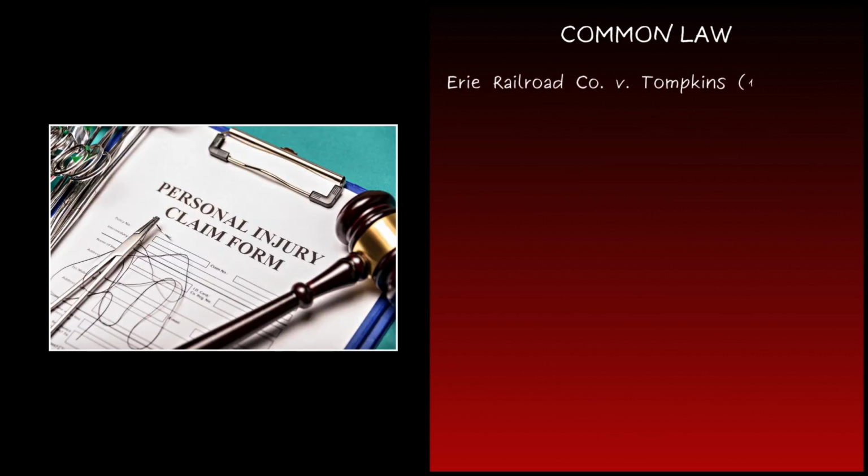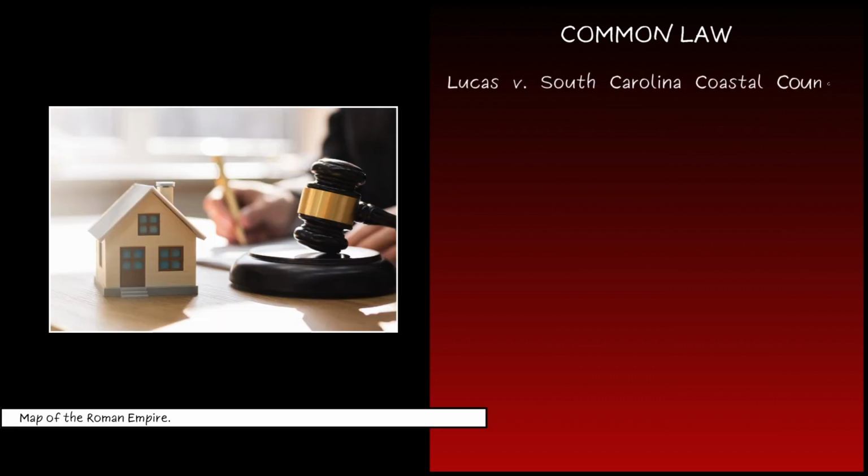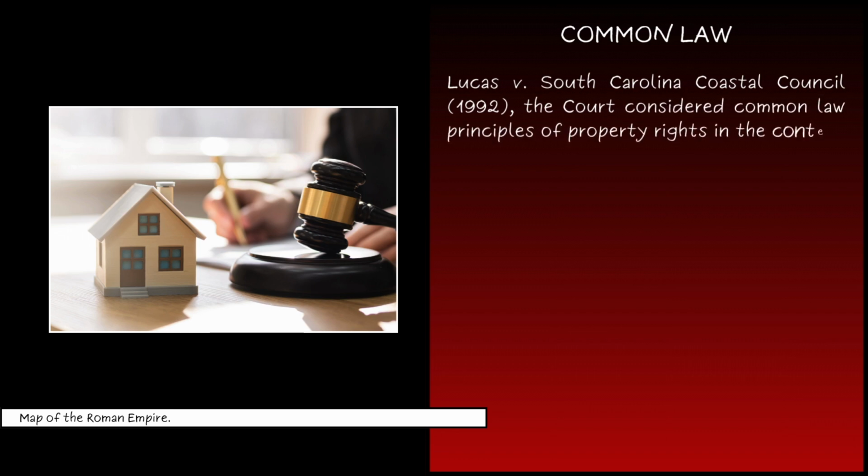Common law can also decide issues between federal and state court cases. As an example, Erie Railroad Company versus Tompkins in 1938. The court addressed conflicts between federal and state principles in tort cases. In Lucas versus South Carolina Coastal Council, 1992, the court considered common law principles of property rights in the context of takings under the Fifth Amendment. All of these are examples of where common law is applied.